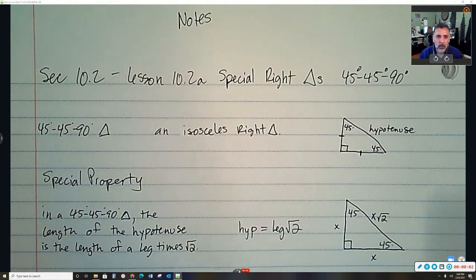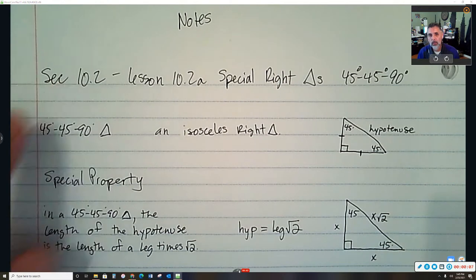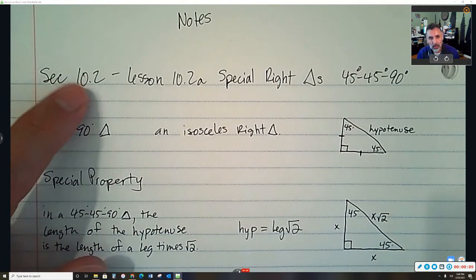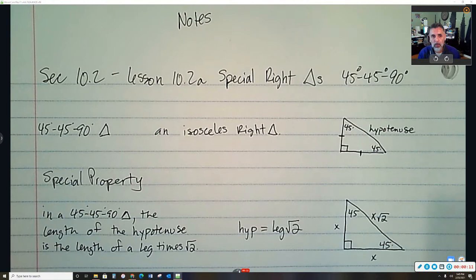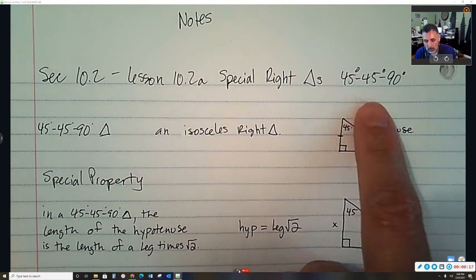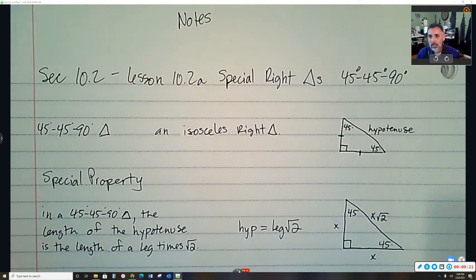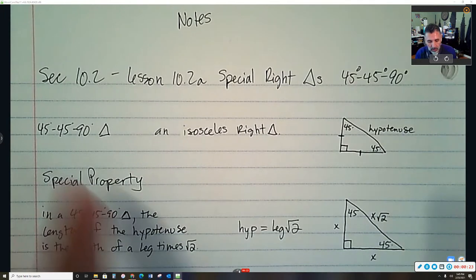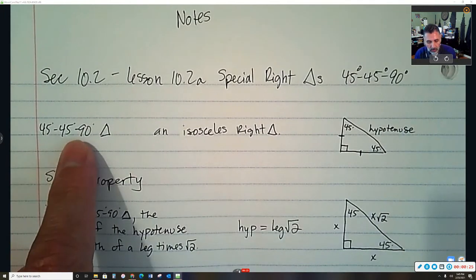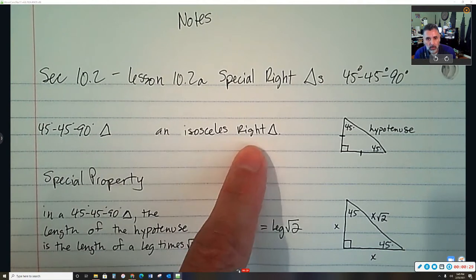Hey everyone, so today we have notes on section 10.2 in the book, and this section I'm going to break up and cover in 2 days. The section is just called special right triangles, but today we're just going to talk about the 45, 45, 90 degree triangles. And a 45, 45, 90 degree triangle is actually an isosceles right triangle.